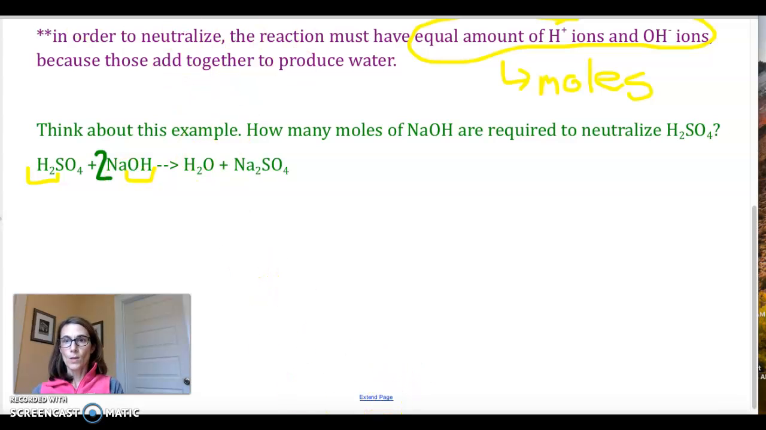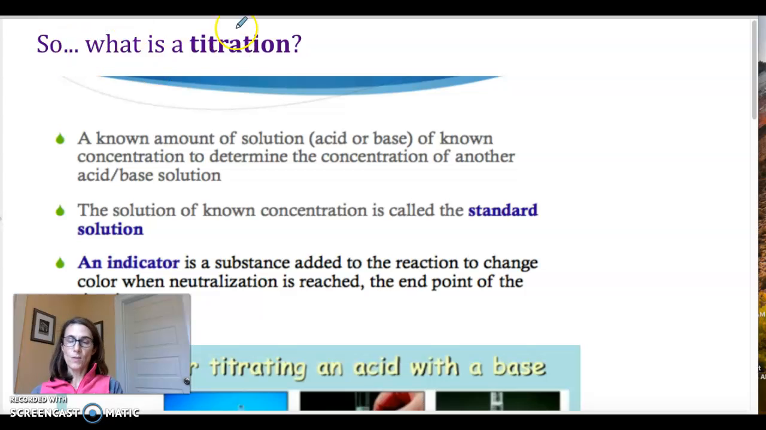Okay, so that brings us to this idea of a titration. So what is a titration? Titration is a process where a known amount of solution, an acid or a base, of known concentration is used to determine the unknown concentration of another acid-base solution.